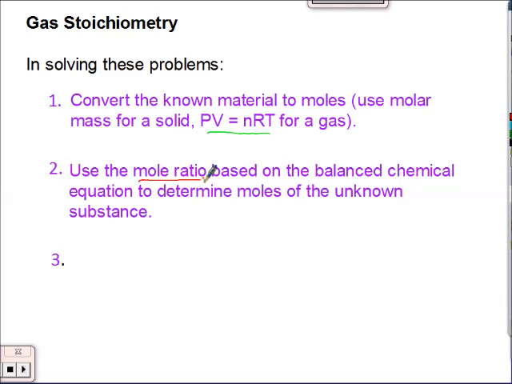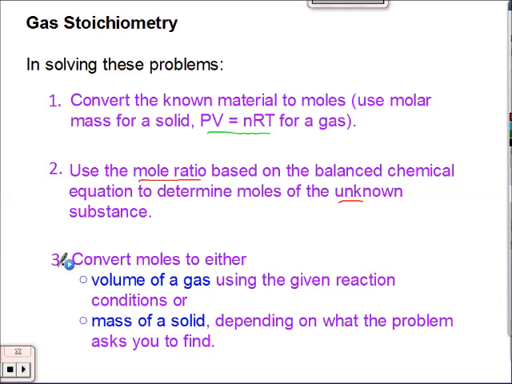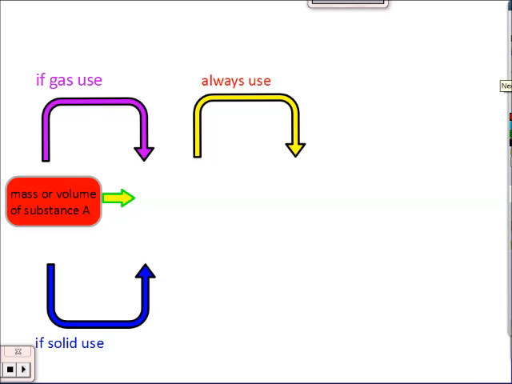So 3 steps. Convert what you know to moles. Use the mole ratio to figure out the unknown. Remember, unknown goes on top. And then we're going to convert to moles again. And then once I have moles, I can go to volume if I know PV equals nRT, or, like we did in the last chapter, I can go to mass of a solid using the molar mass. You'll have to read the problem to figure out what it wants you to use.